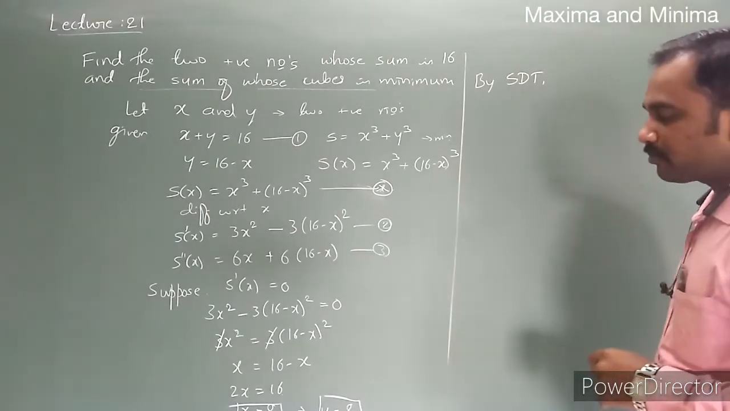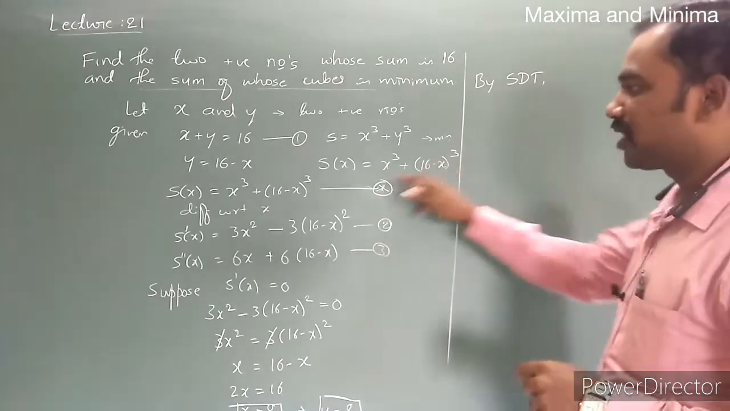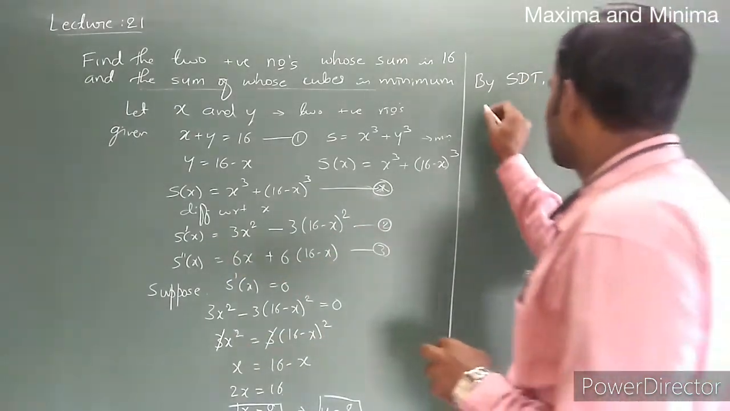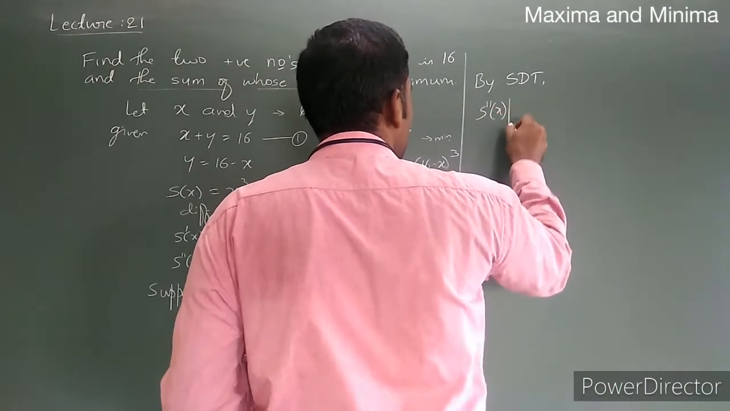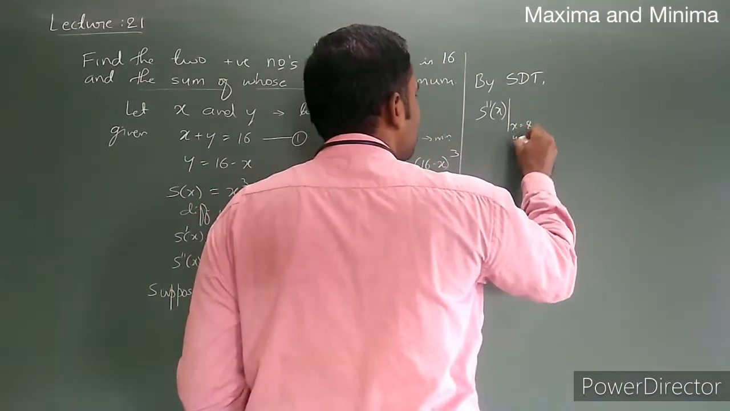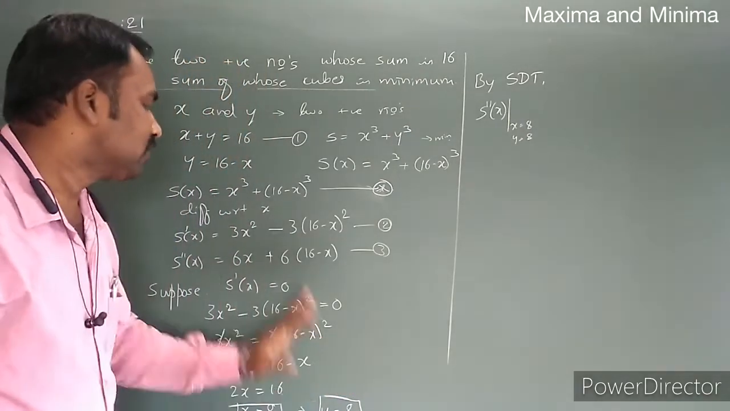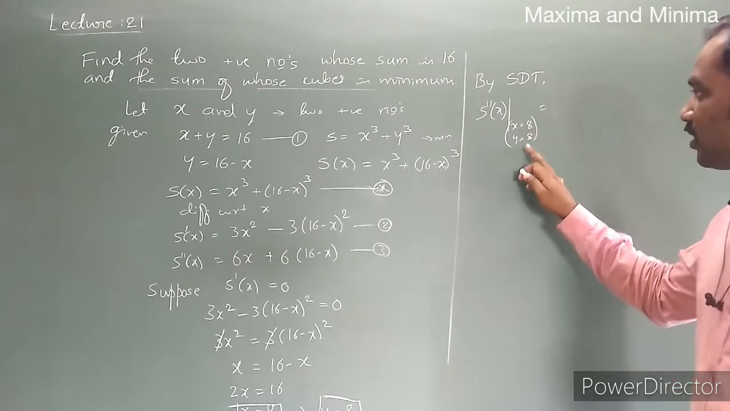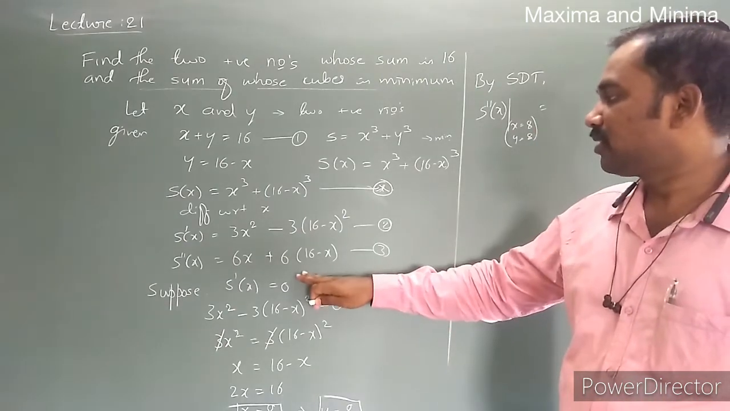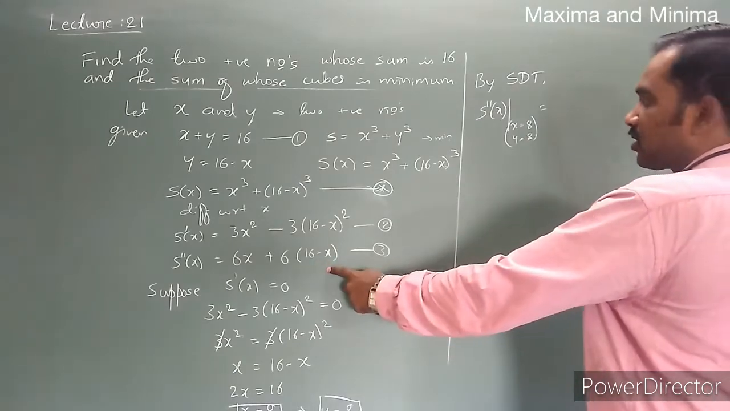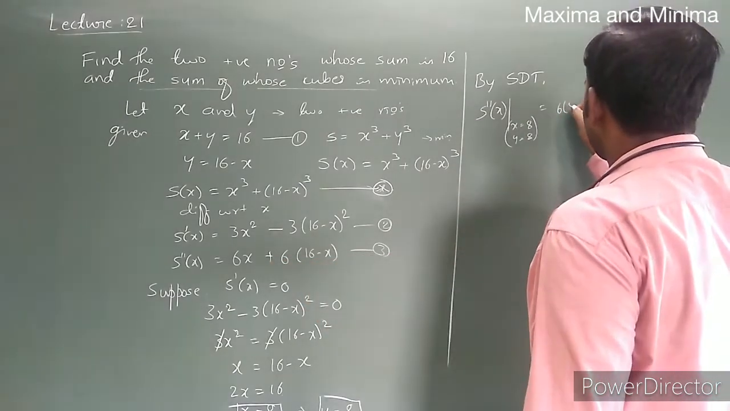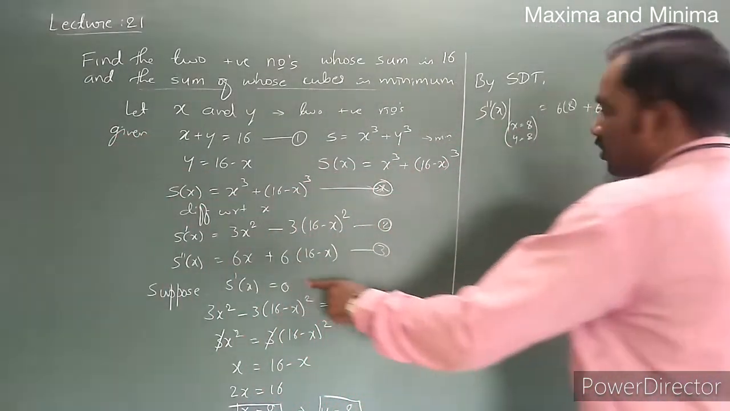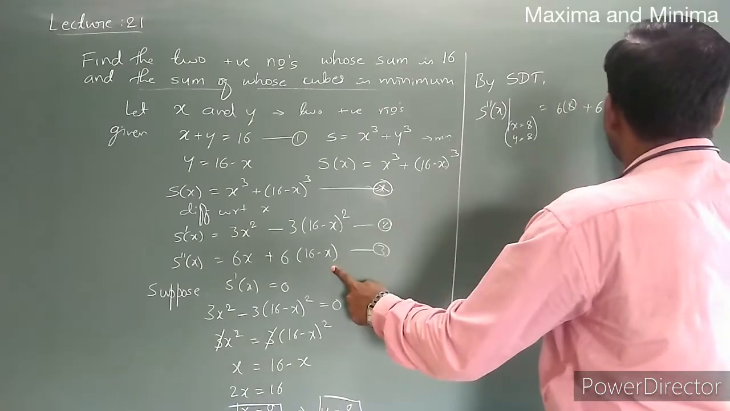What we can say is that s dash of x is already equal to 0. So we check s double dash of x at x is equal to 8 and y is equal to 8. X and y are both 8. So s double dash of x at (8, 8), where is our s double dash of x? Here it is. So what do we get? 6 into 8 plus 6 into (16 minus 8), which is 8.